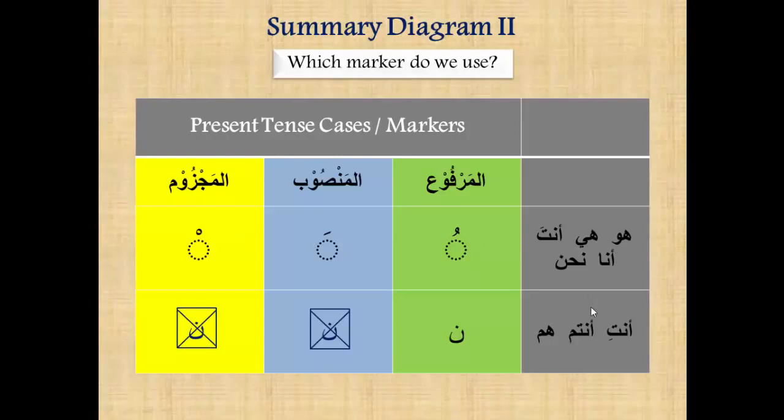On the other hand, if we have verbs conjugated for anti, antum, and hum, taf'alina, taf'aluna, and yaf'aluna, the marker for the marfu' is the presence of the noon, yaf'aluna, called thubut an-noon, the presence of the noon. But in the mansub and the majzum, we drop the noon, yaf'alu, taf'alu, taf'ali, that's called hadhf an-noon. So these are the markers. We can either have short vowels or the presence or the dropping of the noon.